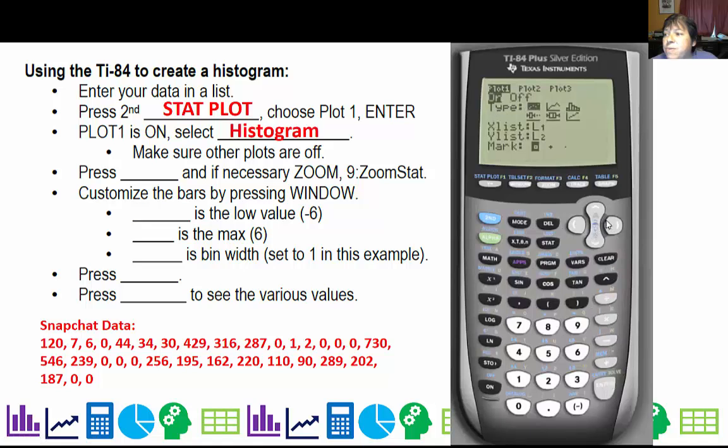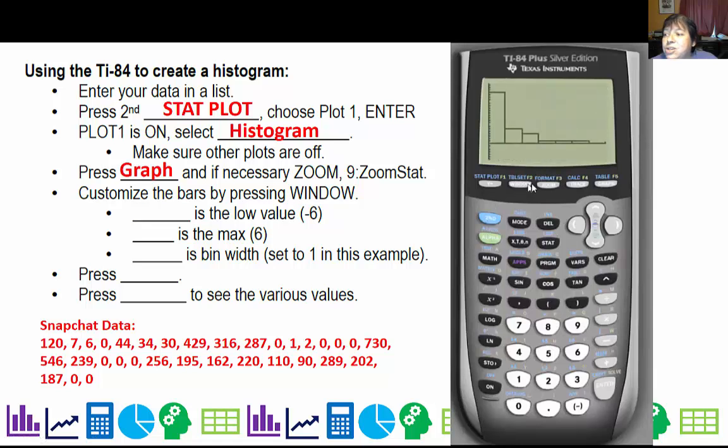Then you're going to have to go over to the histogram. See, there's the histogram there. Make sure your other plots are off once you hit enter here. All right, there's frequency is 1. You can change your list. You make sure your other plots are off, and you can press graph to do it, and zoom 9 window stat.